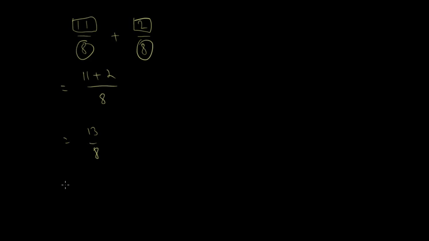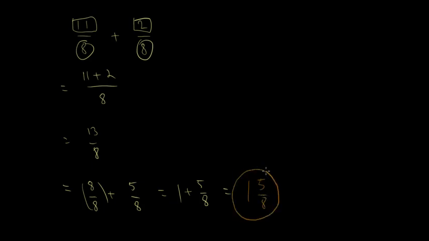Now if you like, you can basically say that 13 pieces is the same as 8 pieces plus 5 pieces. Now the reason I've done it this way is to show you that this person has eaten the whole pizza plus 5 extra slices. So if you want, you can write 1 plus 5/8, but normally you wouldn't do that. You would write it as a mixed number. And the mixed number will look like this, 1 and 5/8. So that number there is the same as this number here.